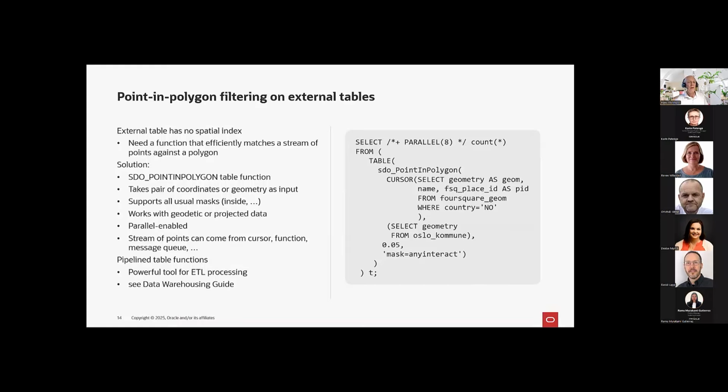The function is based on what is known as pipelined table functions, and in our case, it's also parallel enabled, making it really a parallel pipelined table function. What it does is it reads from a stream. In our case here, it's location data coming from a cursor, but it could also be a queue or could be another function. It processes the data, so it determines whether that point is inside of the city boundary, and it sends the result to an output queue.